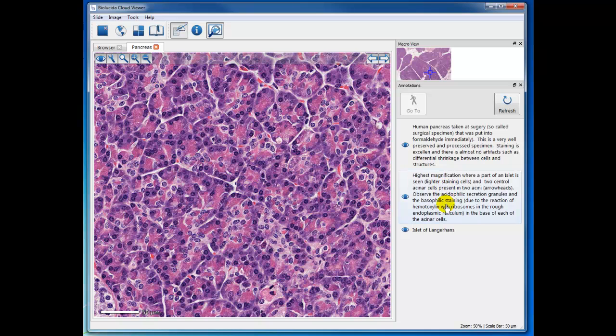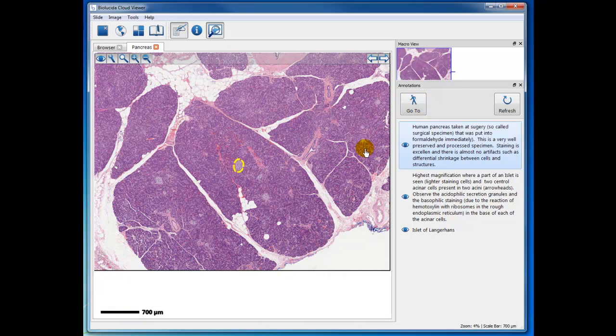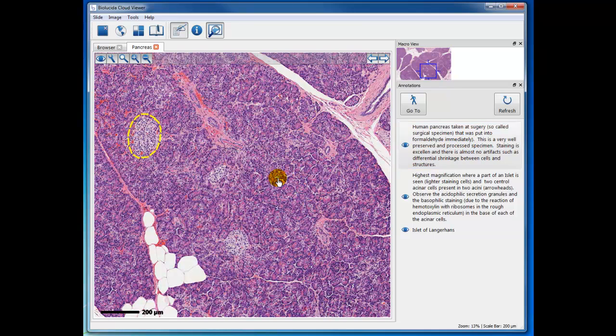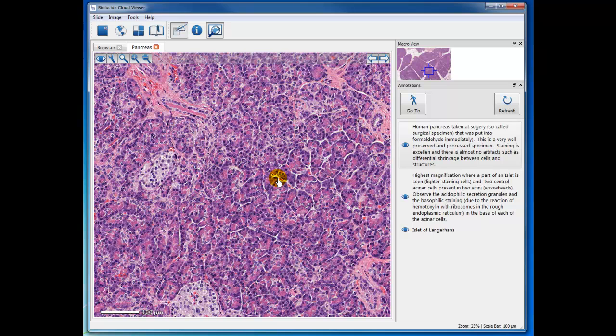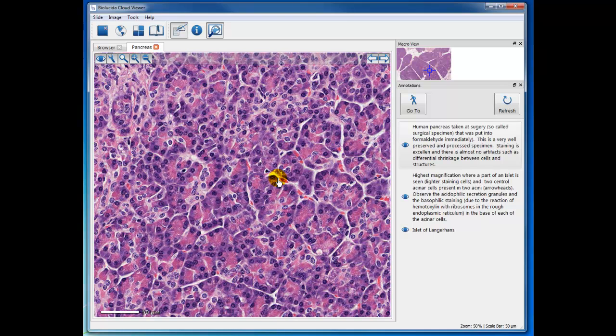And of course, this particular annotation is pointing out that it is very excellent fixation, because it was taken at surgery, and for an important reason it had to be extracted. And so there must have been a cancerous tumor on the edge of the pancreas, something like that.